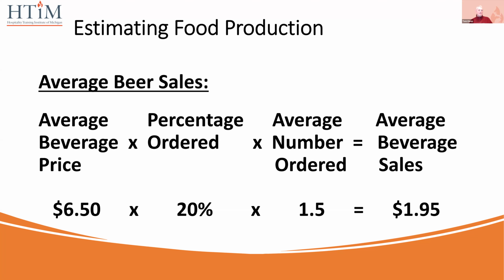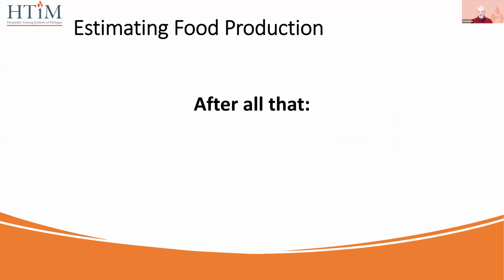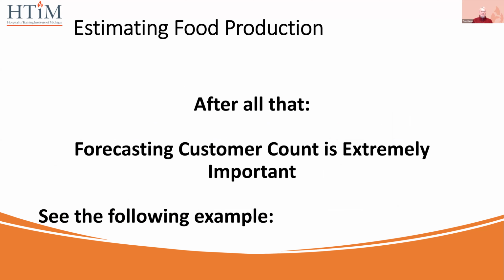Okay, so again, a couple things going on. Our appetizers, our desserts, our entrees price, and of course our beverage. So what we do is now we do the beverage check average, our food check average, and our total check average, that type of thing. And then after all that, we want to make sure that we're forecasting our customer count and using our average check price. So our example would be this.